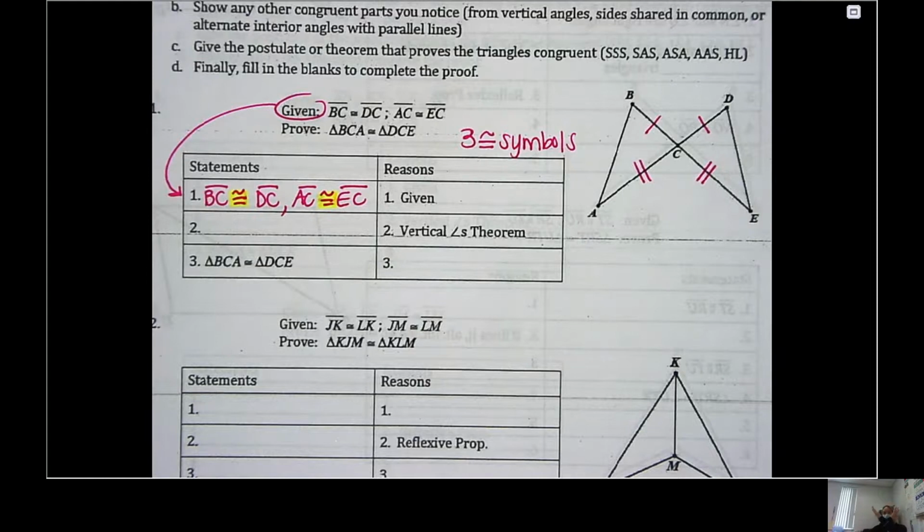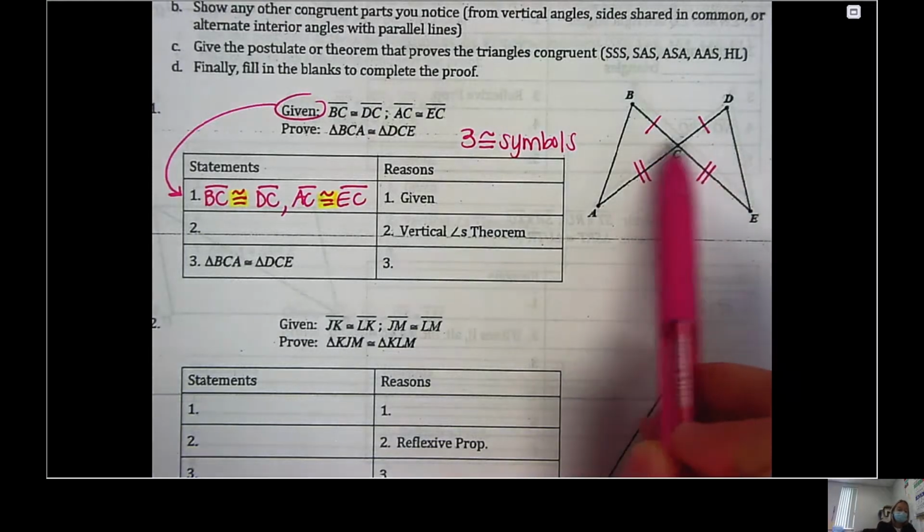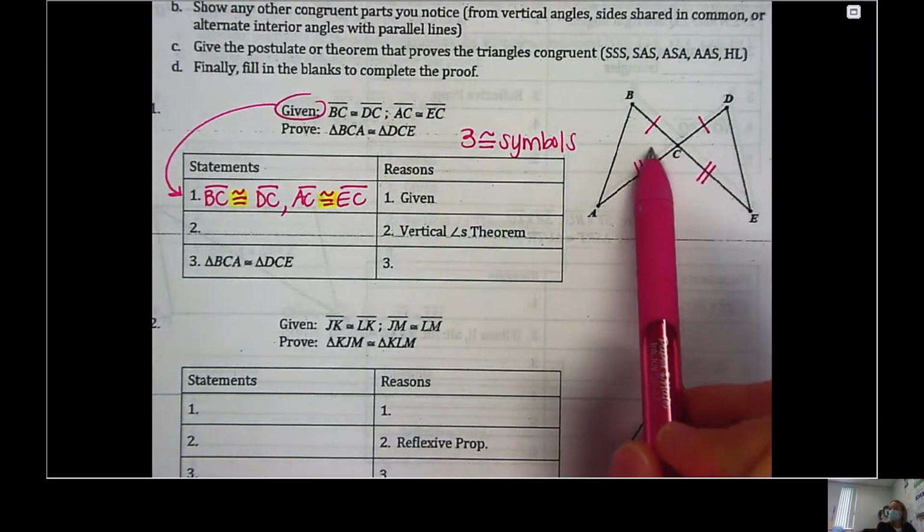They make an X. Vertical angles are congruent. They're exactly the same. Where are your vertical angles in this picture? Which two angles are vertical in this picture? Which one? The ones by C. Very good. So if these are vertical, that means they are congruent.